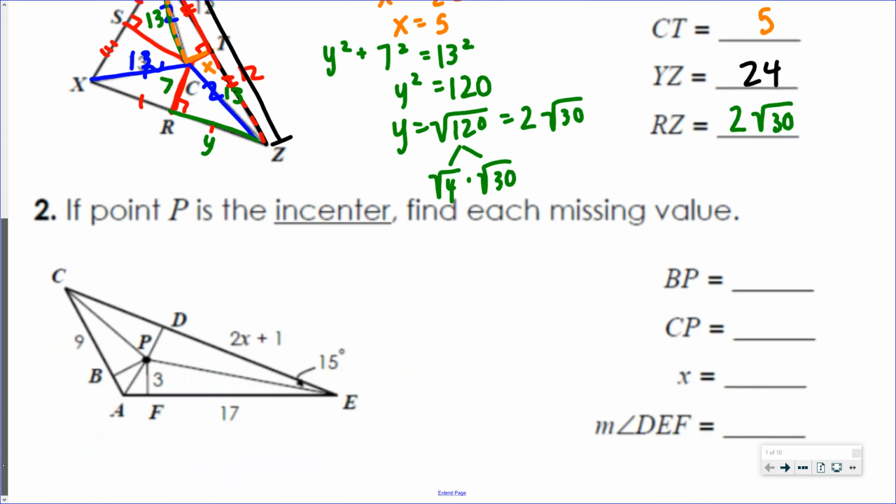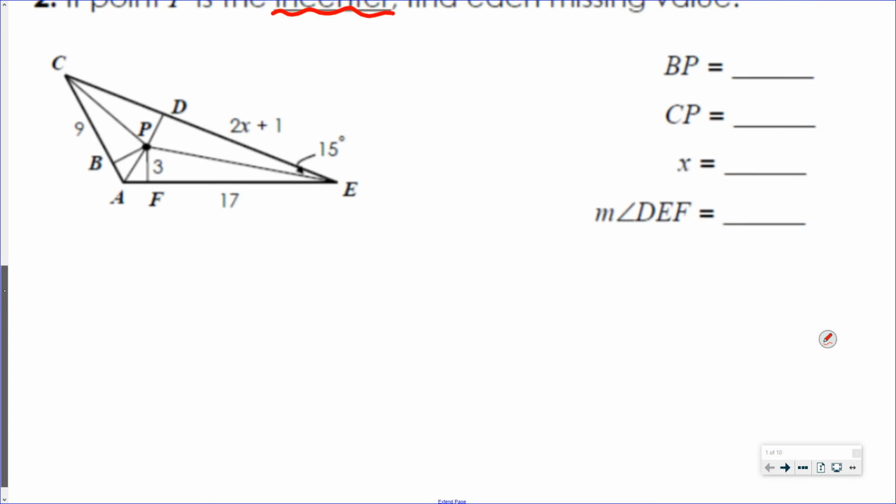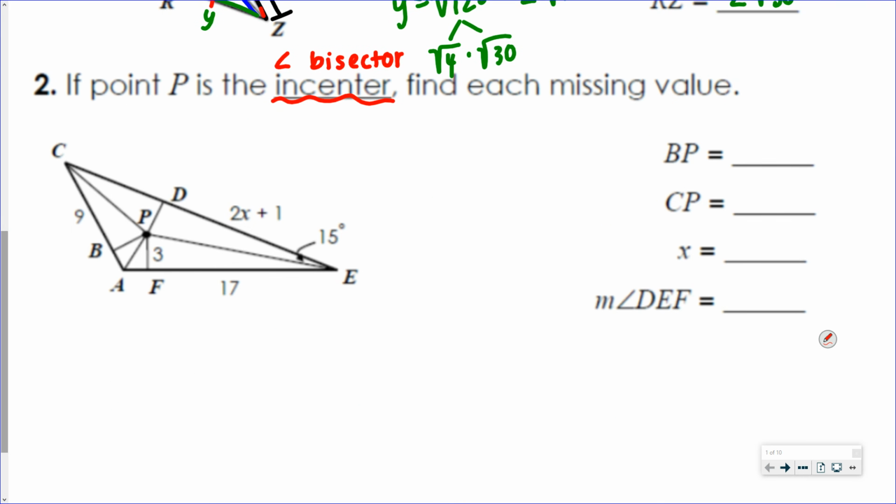Next one is an incenter. Okay, Ben, what do you think an incenter is? Exactly. An incenter is the point where all the angle bisectors intersect. So in number 2, it says point P is your angle bisector. Find each missing value. Okay, let's kind of label what that means then. So if it's the angle bisector, that means from the vertex to this point, it's bisecting that angle. So it's splitting it into 2 congruent angles, right? That's what bisect means, splitting it in half.